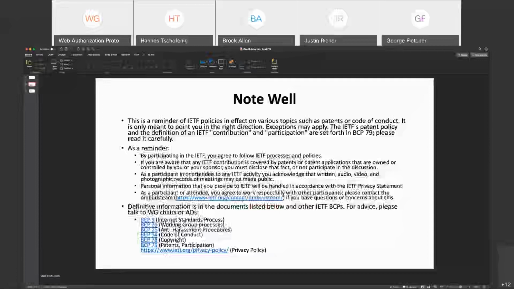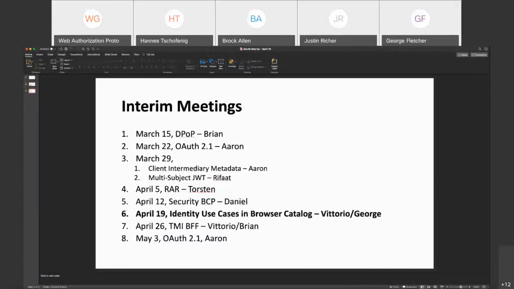As a reminder, the Note Well applies here, and today Vittorio will entertain us with the identity use cases in browser catalog. As a reminder, we still have two more meetings next week and the week after that. That's all I have. Any comments, questions about this? Okay, I will stop sharing and then I will give it to Vittorio.